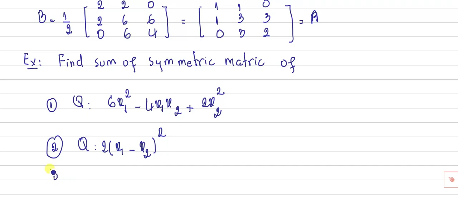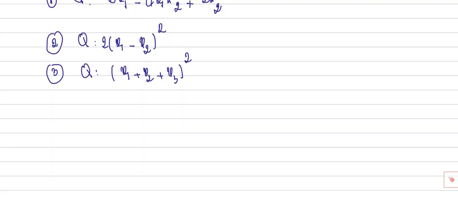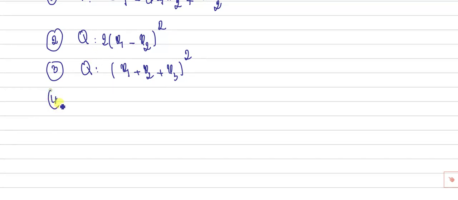And the third quadratic form is x1 plus x2 plus x3 square, and the fourth quadratic form is x3 square plus 4 x1 x3 plus 2 x2 x3.